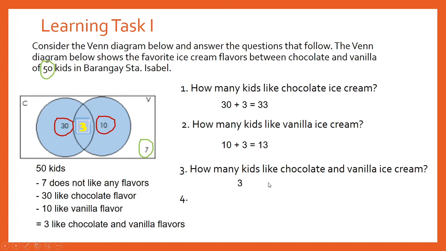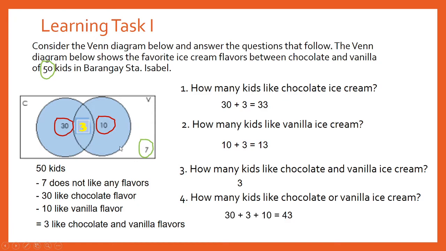And number 4, how many kids like chocolate or vanilla ice cream? Heto na naman po ang keyword natin, or. So, pag sinabi natin or, it is the union. So, we are just going to add all of this. So, that means 30 plus 3 plus 10 equals 43. Yan. So, that's how to interpret Venn diagram also by using the union and intersection of events.